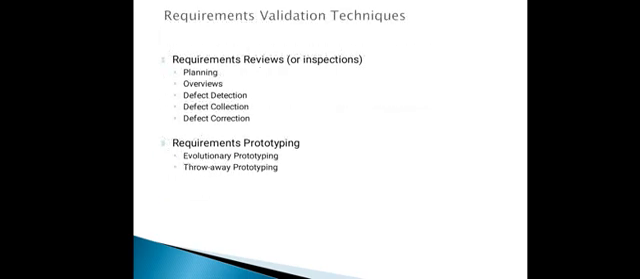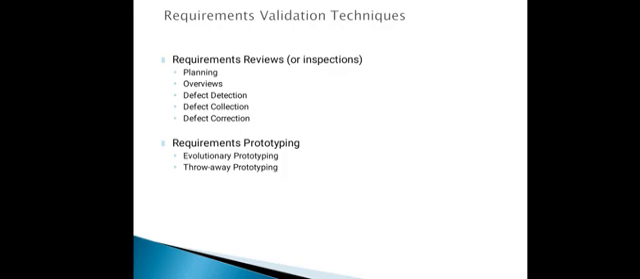Requirement validation techniques. Requirement validation techniques are very effective to judge the consistency and completeness of the requirements document. Commonly used requirements validation techniques are: first one is requirements reviews or inspections. Another is requirement prototyping.